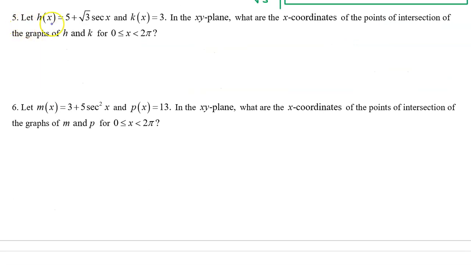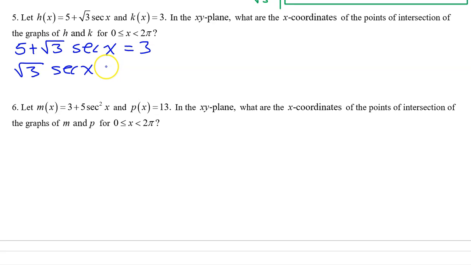Number 5. Let h of x equal 5 plus radical 3 secant x, and k of x equals 3. In the xy plane, what are the x-coordinates of the points of intersection of the graphs of h and k between 0 and 2 pi? So let's set 5 plus radical 3 secant x equal to 3 and solve. First, we subtract 5 from both sides. So that gives radical 3 secant x is equal to negative 2.